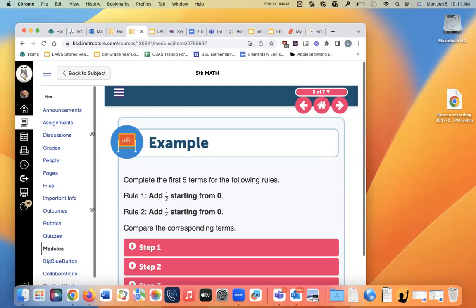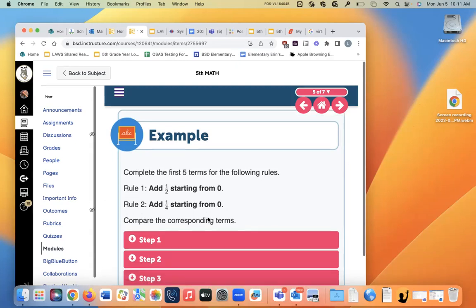Rule, add 1/4 starting from 0. 0 plus 1/4 is? 1/4. 1/4 plus 1/4 is? 2 quarters. Which is the same as? 1/2. 1/2 and a quarter is? Or 2 quarters and a quarter is? 3 quarters. And 1 more quarter? 1 whole. There we go. There's our 2 rows in the chat.